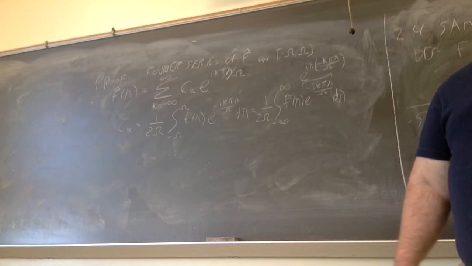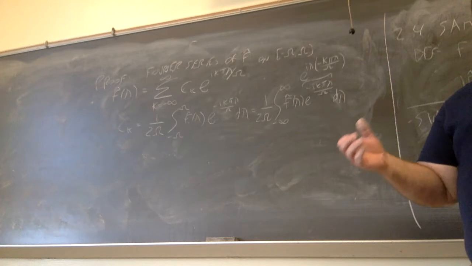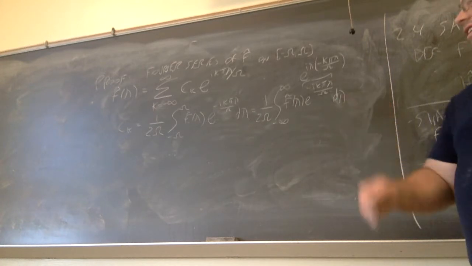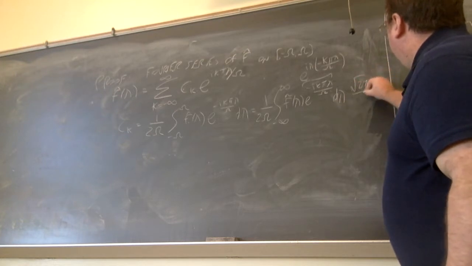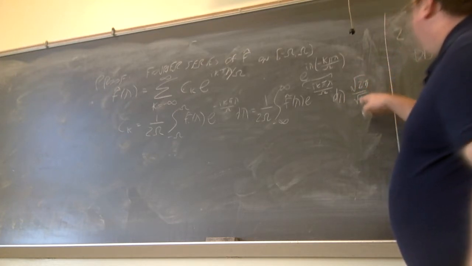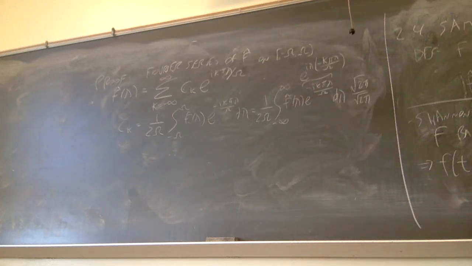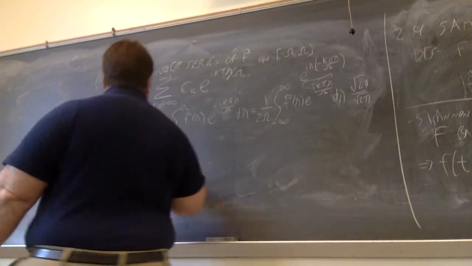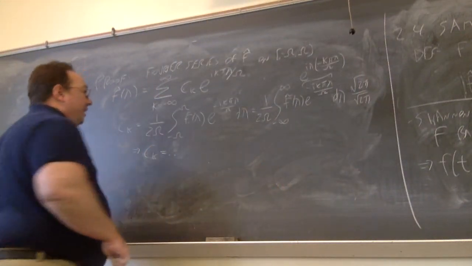That's 1 over 2 omega. But what I said last time about if there's something I need in an expression and I don't have it, put it there. Yes. Good. So square root of 2 pi over square root of 2 pi. So the bottom one I use in the inverse Fourier transform. And the one on top just has to stay there. So that gives me an expression for c_k.